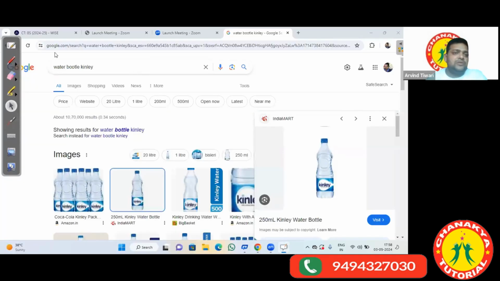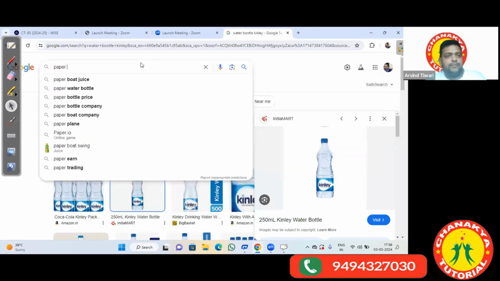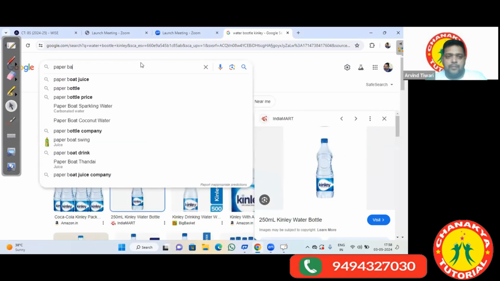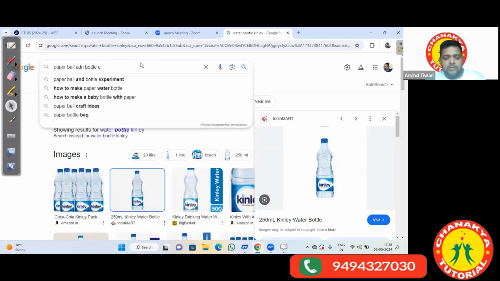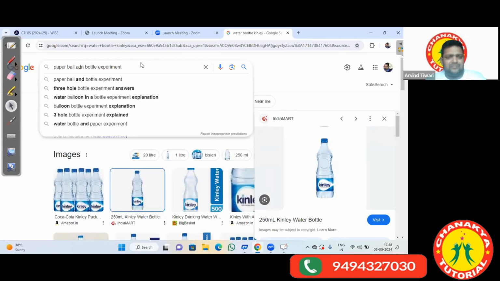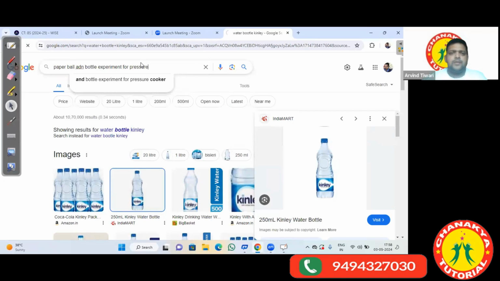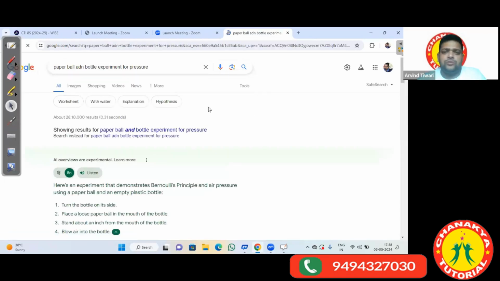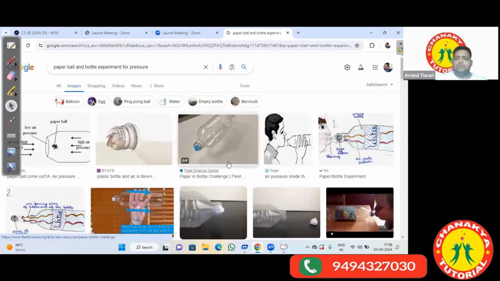Just 1 minute, I'll show you the diagram of how to perform the activity. If possible, I will try to do this today or in the next class, I'll show you what happens over here. So this is your paper, paper ball and bottle, experiment for pressure. Just 1 minute, if I'm able to find it, I will show it to you right now. Yeah, so this is how you have to perform.